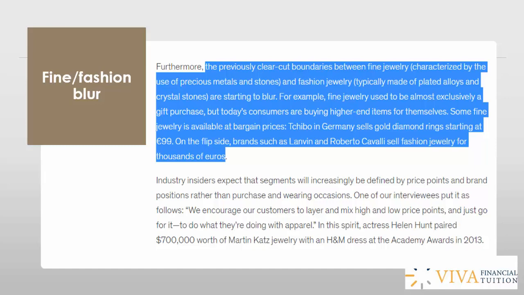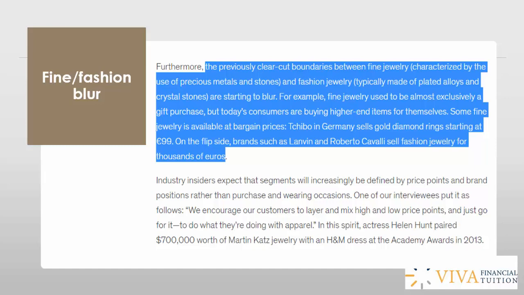For example, fine jewellery used to be almost exclusively a gift purchase, but today's consumers are increasingly buying higher-end items for themselves. Some fine jewellery is available at bargain prices indeed, especially in online retail and second-hand retail online. Chibo in Germany, for example, sells gold diamond rings starting at $99. On the flip side, brands such as Lanvin and Roberto Cavalli sell fashion jewellery for thousands of euros. So industry insiders expect that segments will increasingly be defined by price points and brand rather than purchase and wearing occasions.